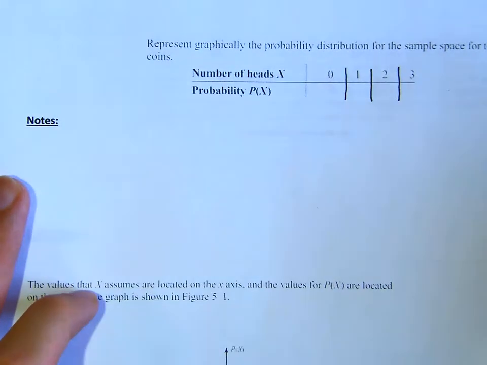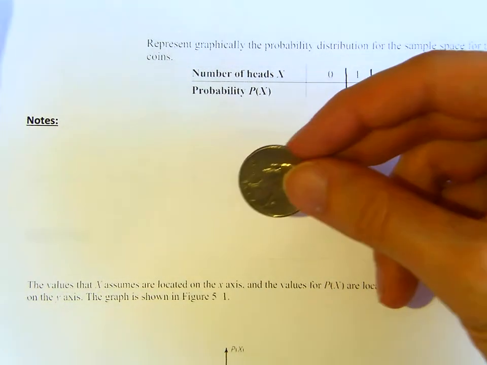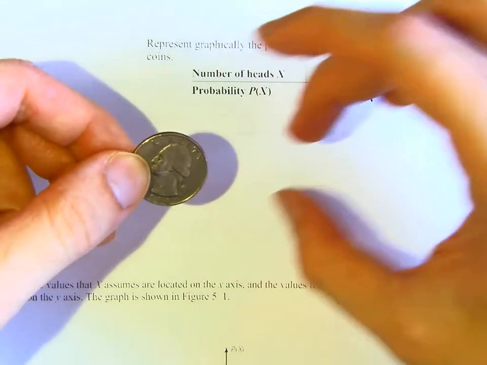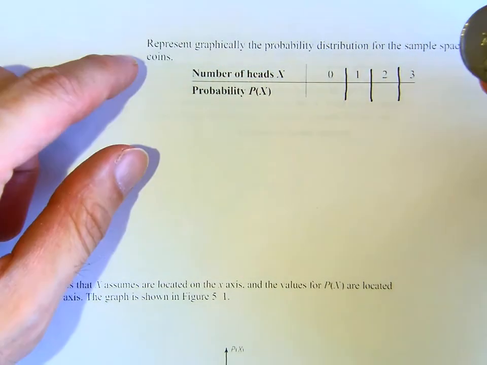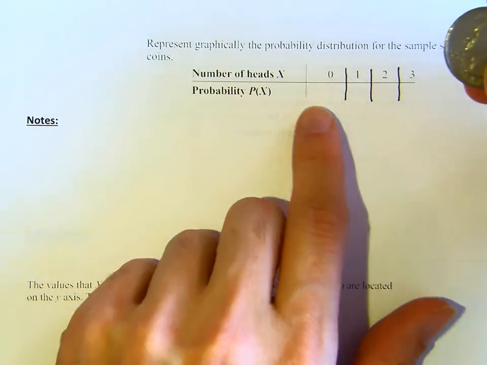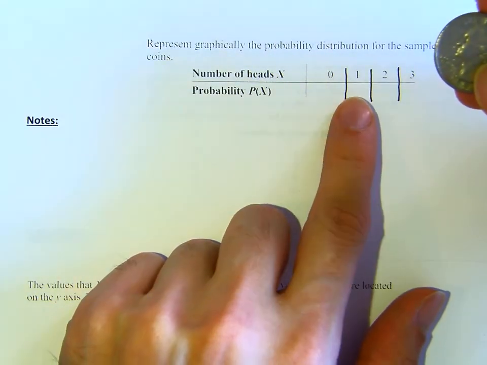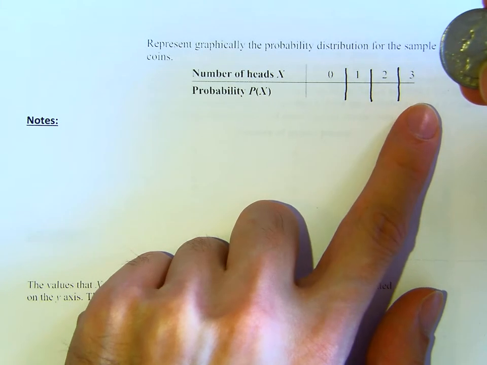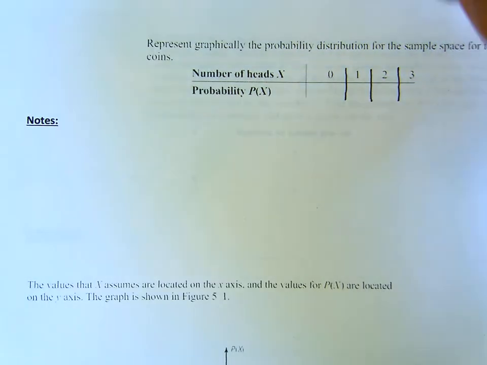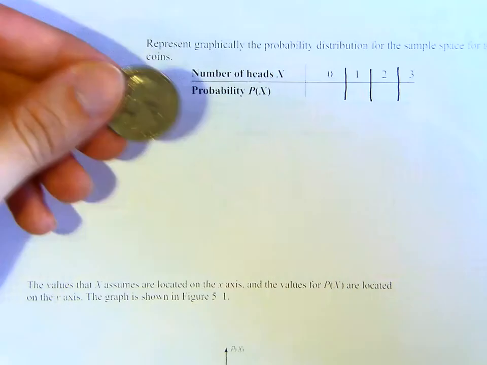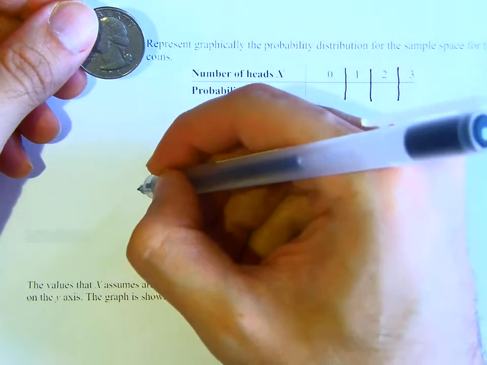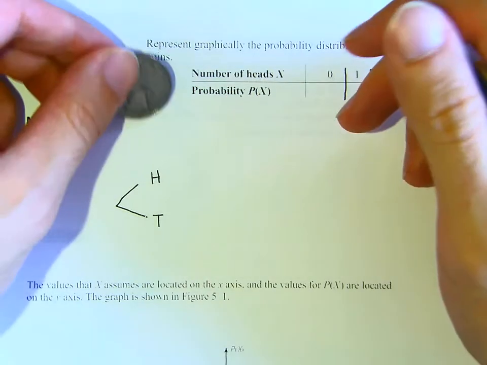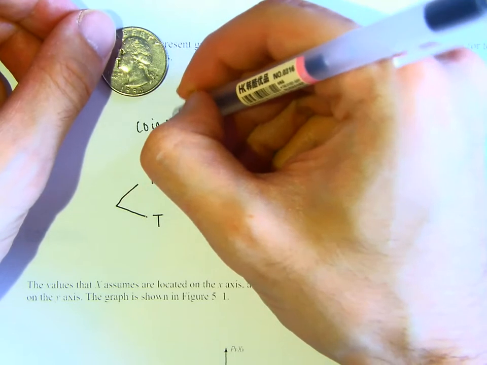Okay, so let's imagine we have 3 coins. I have 1, imagine there are 2 more. So what is the probability that if you toss 3 coins, you'll get 0 heads, 1 head, 2 heads, or 3 heads? We have to go through these possibilities. So let's imagine you toss a coin. The first coin you toss, you're either going to get a heads or a tails. This is for the first coin, coin number 1.